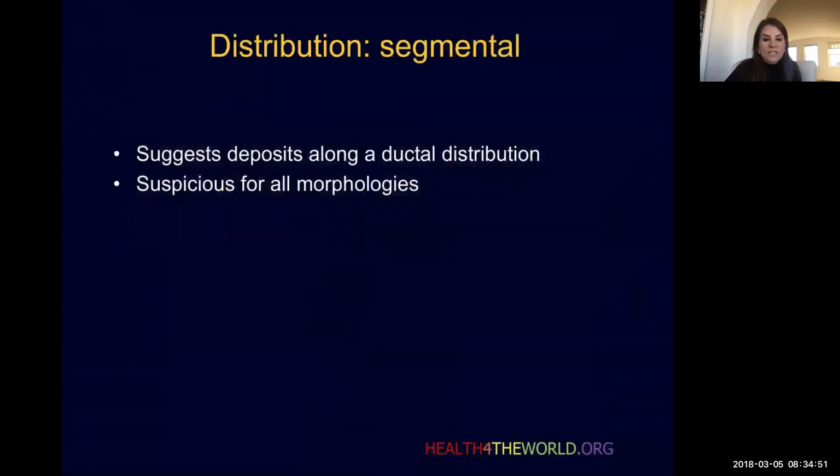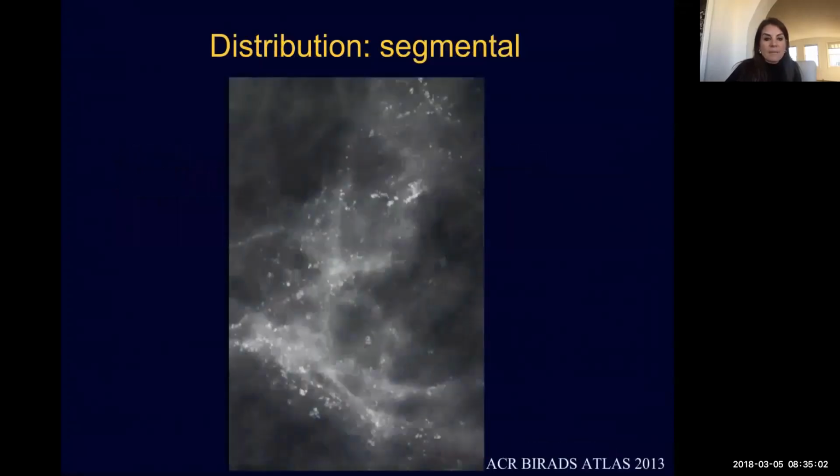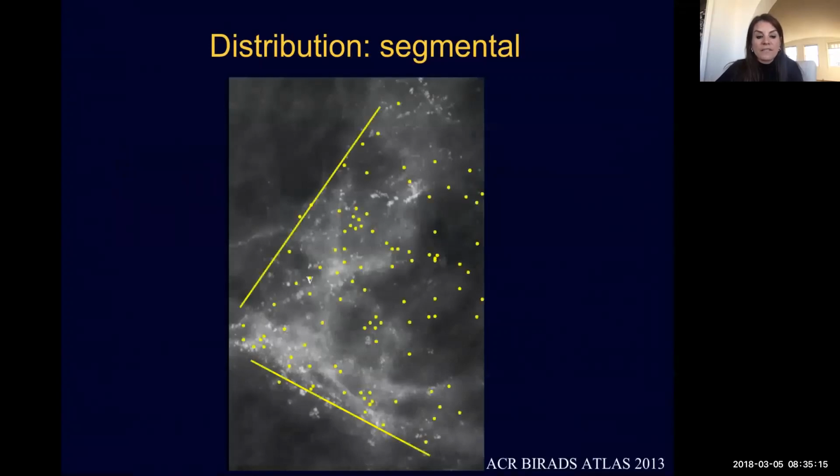And segmental is going to be the last distribution and the most suspicious distribution. This suggests deposits along a ductal distribution, and this is suspicious for all morphologies. So here we see an example of fine pleomorphic calcifications in a segmental distribution. And what, again, does segmental mean? Well, here we have this wedge-shaped area of calcifications with apex pointing toward the nipple. Why this is suspicious is because it suggests a ductal distribution, and we know that our cancers form in the ductal system, so this is a very suspicious finding.